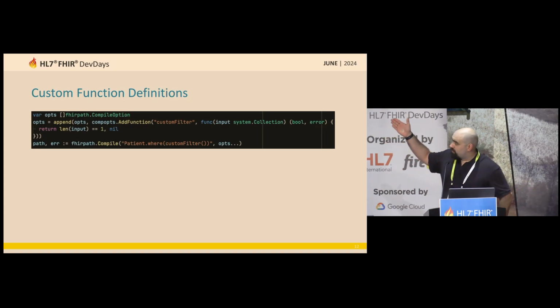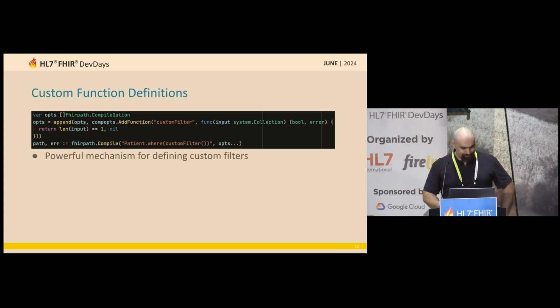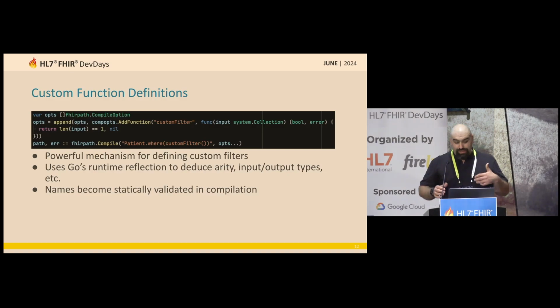I have a very trivial example here that only filters and evaluates to a Boolean value, checking whether it's one value. Terrible name, called the custom filter. But yeah, simple example. And so, powerful mechanism. It actually uses Go's runtime reflection to determine what the actual type is for the function. This is kind of cool because you can write it like you would a normal function as you pass it in, and it makes it really easy to do. And of course, everything is statically validated because it's compiled.